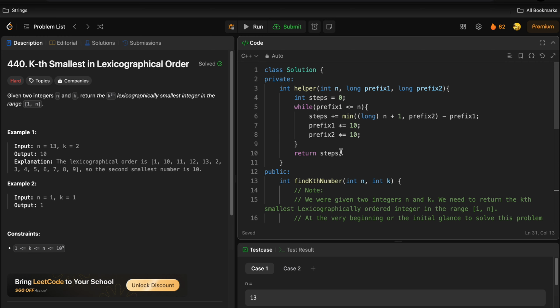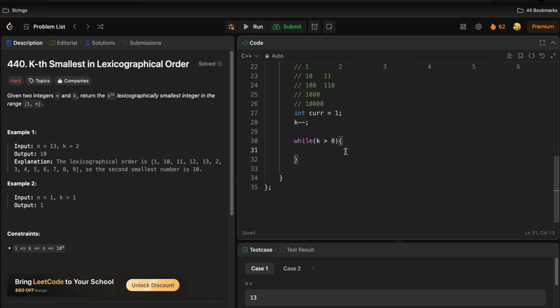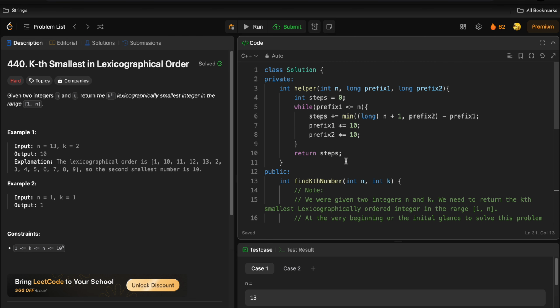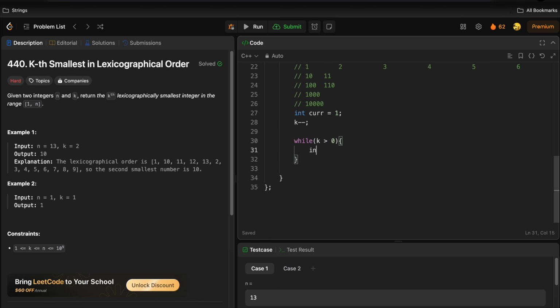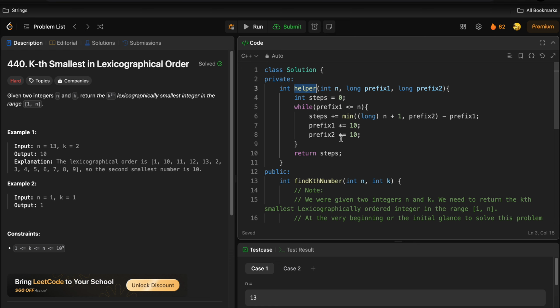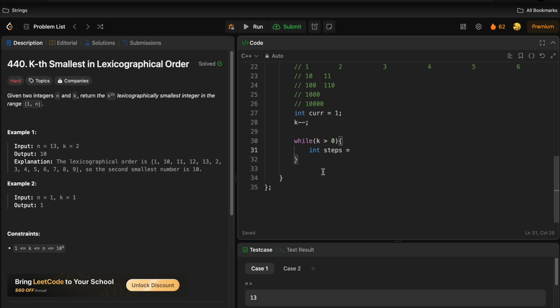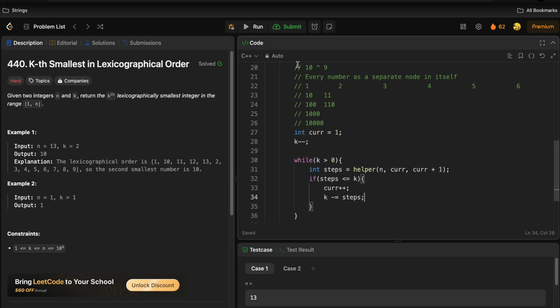While k is greater than 0, at the very beginning I'll call int steps equals the helper that I just found, helper of n, cur, and cur plus 1. I'll also check if these steps are less than or equal to k. If they are, then I could proceed further: cur would be incremented by 1 and k would be decremented by the number of steps, because we already found these many numbers between 1 and 2, so only the remaining should be considered next.